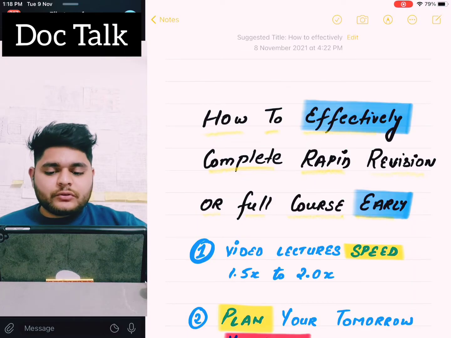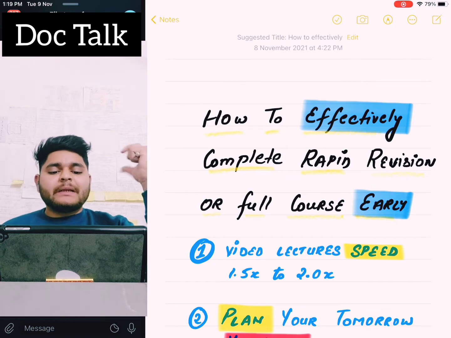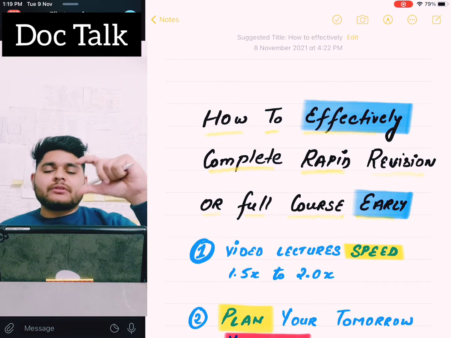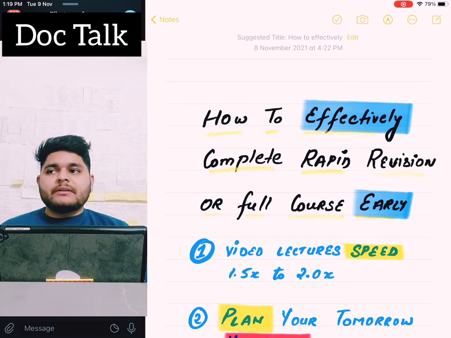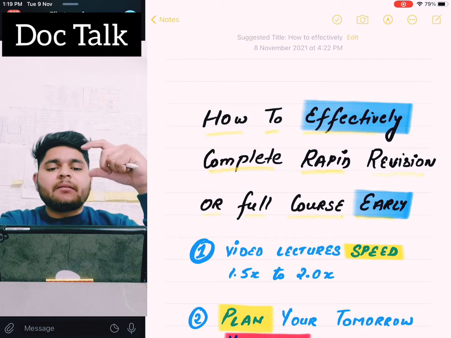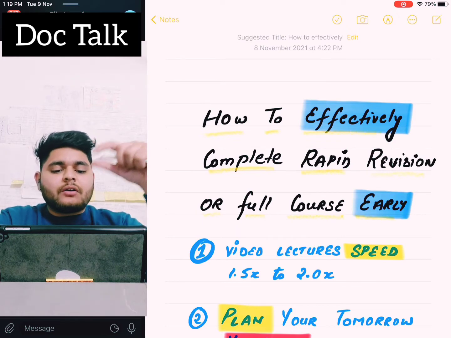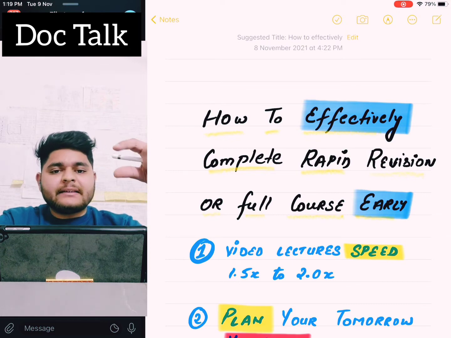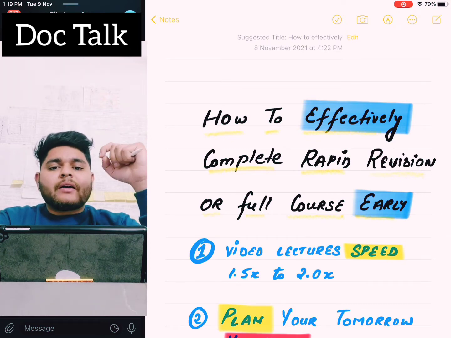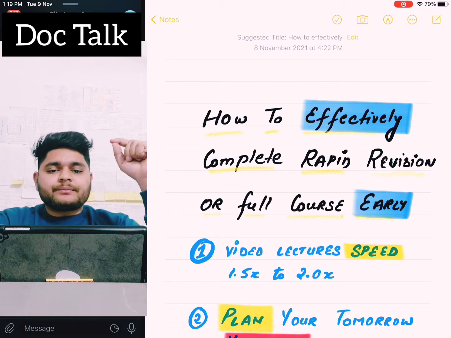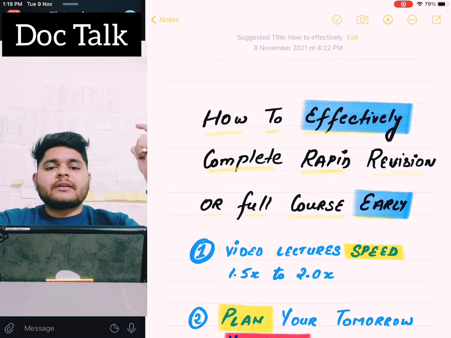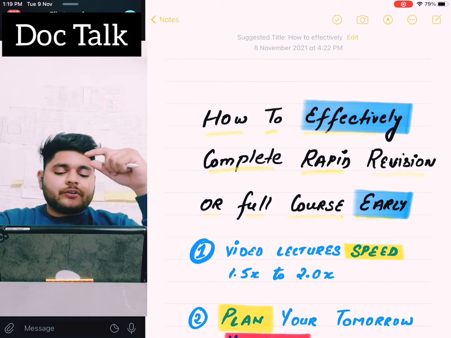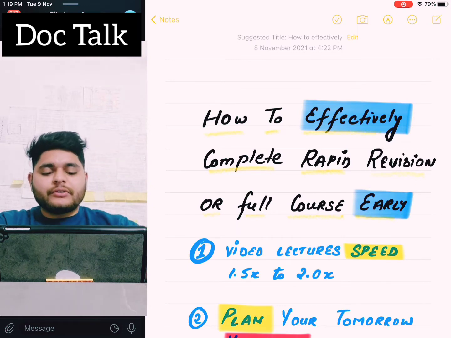Hi guys, today's video is how to effectively complete your rapid revision or your full course as early as possible. Okay, as soon as possible, if they say ASAP. Now I'll be giving a few tips about how to use rapid revision properly or the full course, and how to complete it as soon as possible. My tips are totally practical. They are not that theoretical. These are practical tips that I use, and they could be controversial also. So it's up to you if you want to use them.